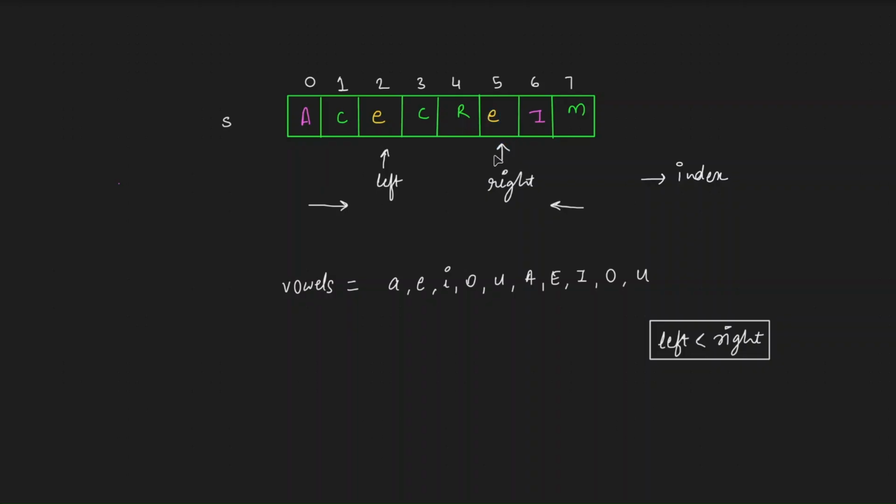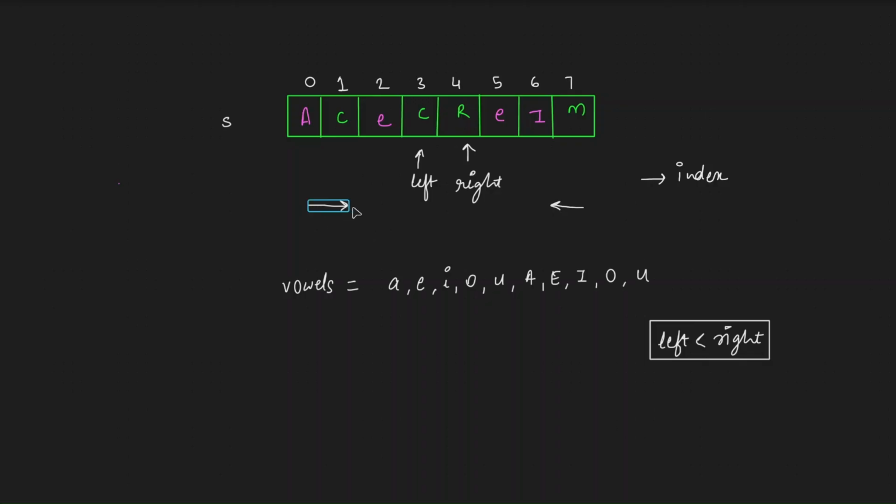So in this case, we have vowels on both left and right. We're going to switch them. To switch them, these are both the same characters, so I'm just going to write E and E over here. We have switched them. And now again, we have to update our left and right. So we move our left one position over here and right one position over here.